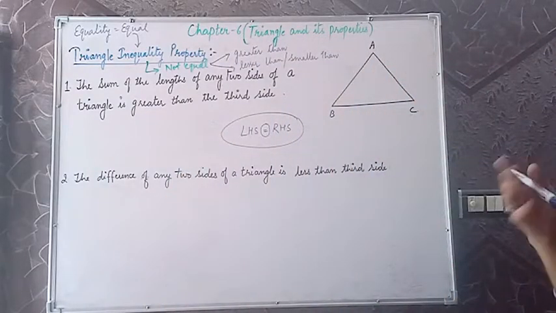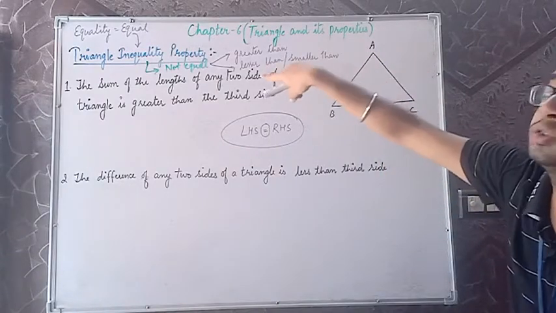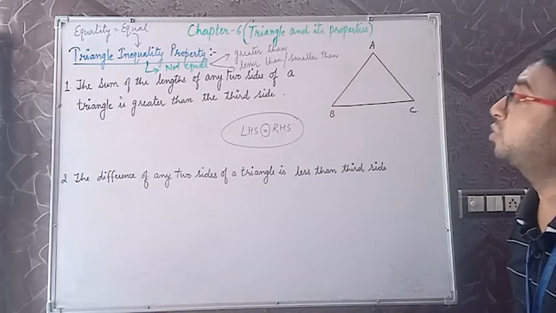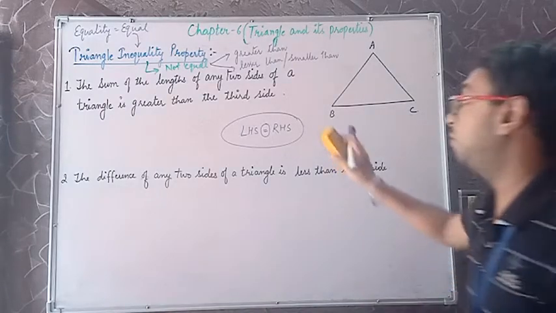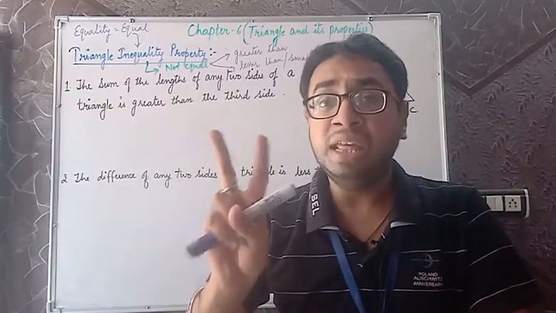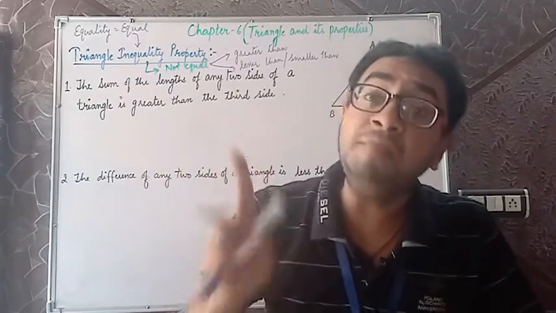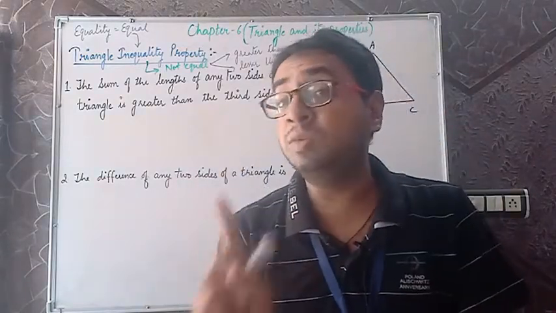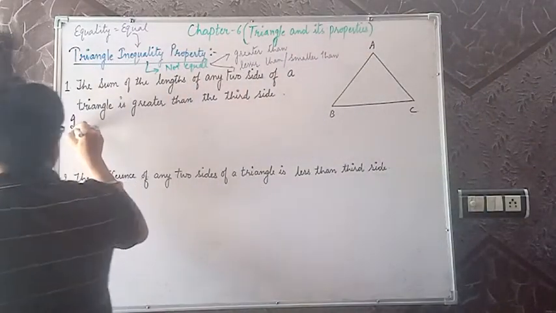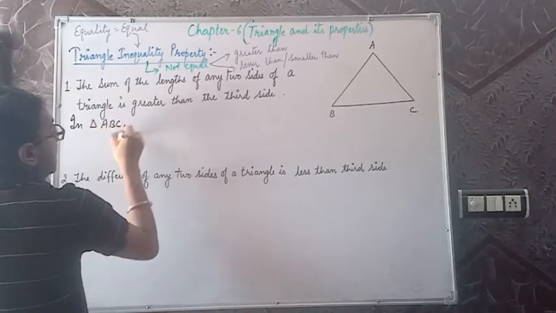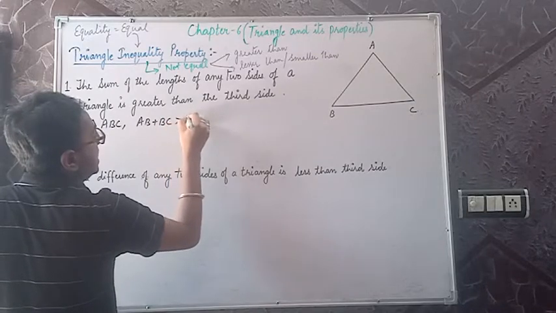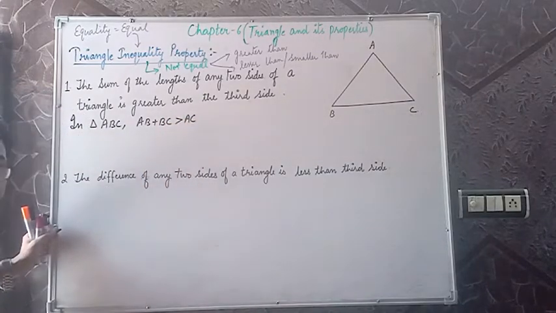Let's see what the property is. Now what to do with this, with triangles. It states that the sum of the lengths of any 2 sides of a triangle is greater than the third side. Very important. If we take any 2 sides of a triangle and sum them up, then the sum must be greater than the third side. This is what the rule is. It means if I talk about this particular figure, triangle ABC, can I say AB plus BC is greater than AC? This is what it states.